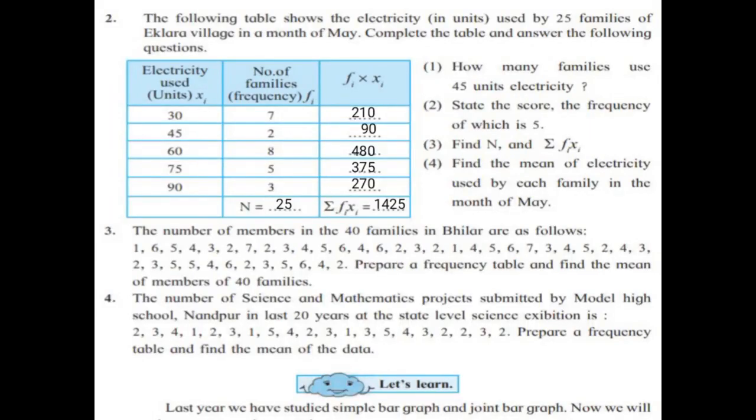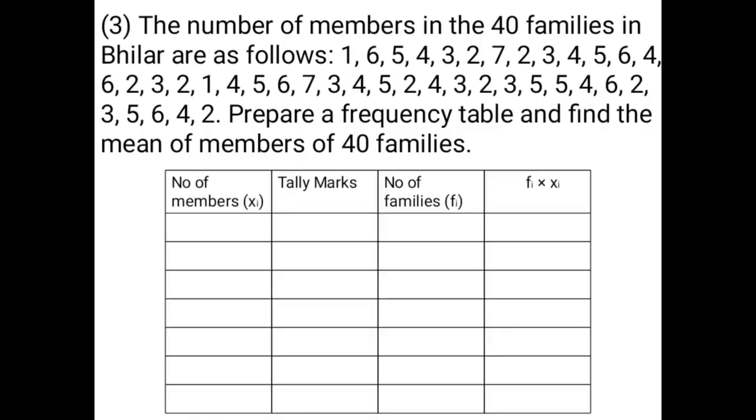The number of members in the 40 families in Bilar are as follows. Prepare a frequency table and find the mean of members of 40 families. Altogether there are 40 numbers. Total number of members is 7. You have to draw the 4 columns table.